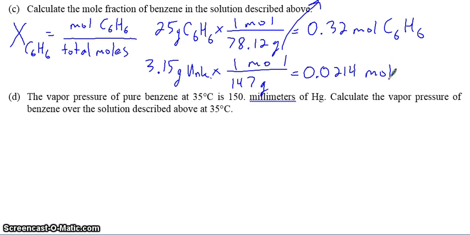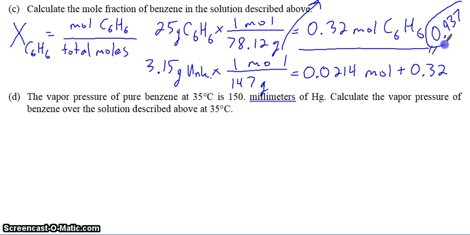To get the mole fraction, it's benzene over total, so we divide these two numbers, except down here we will also have to add the moles of the unknown. The total moles go on the bottom. If you divide these numbers, we should get 3 sig figs: 0.937. Mole fraction has no units, so 0.937 is the answer. It's a unitless number. Good?